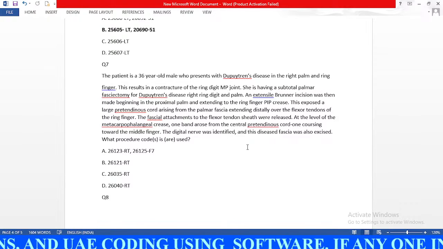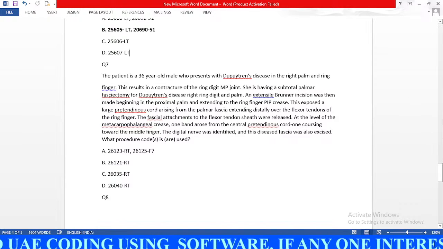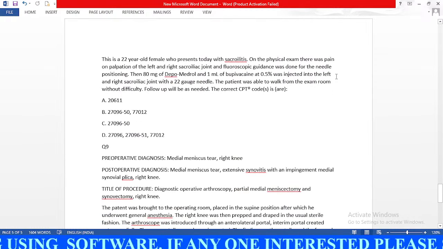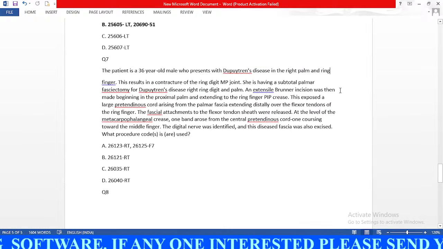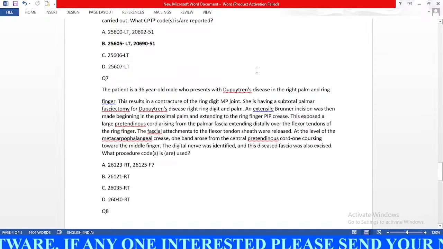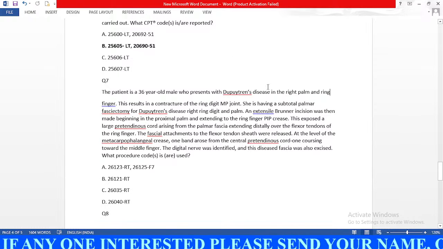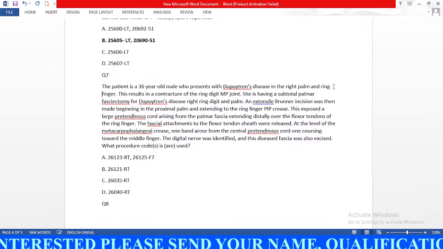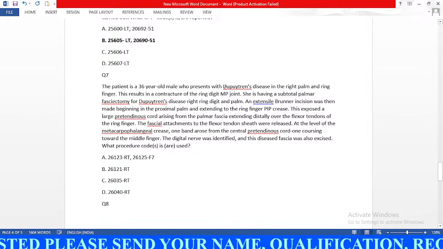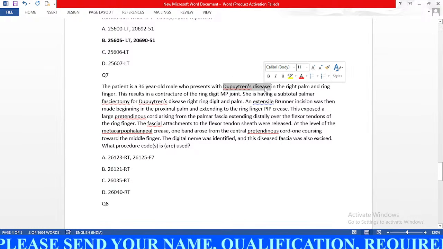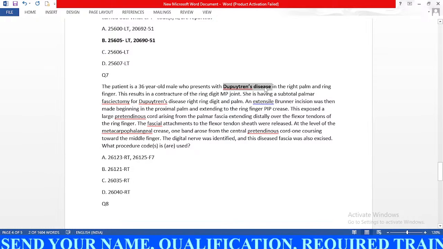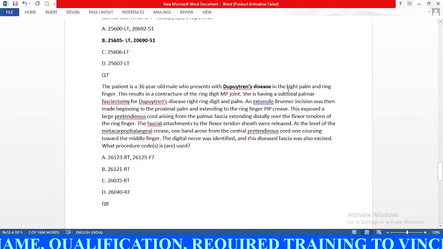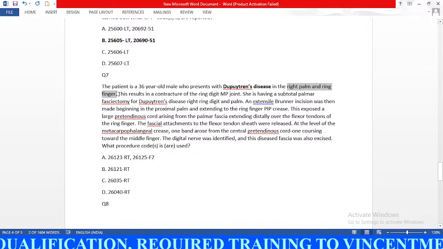So we will discuss the answer now. The patient is a 36-year-old male who presents with Dupuytren disease. So what happened to this? Dupuytren disease in the right palm and ring finger. This results in... using this is one important keyword. I think you can find the answer using this keyword also, in the right palm and right finger. So these are the locations of the disease. You need to identify these as very important keywords.